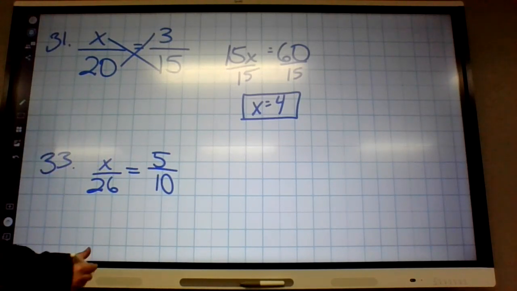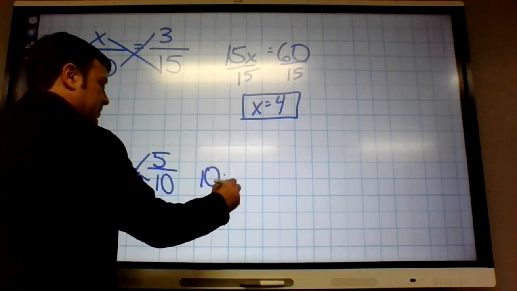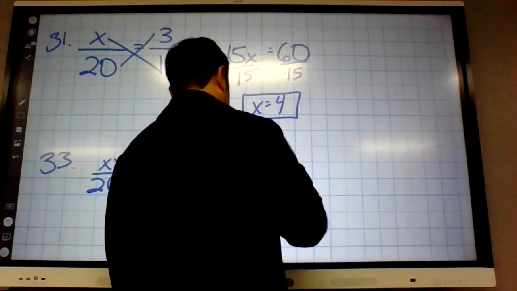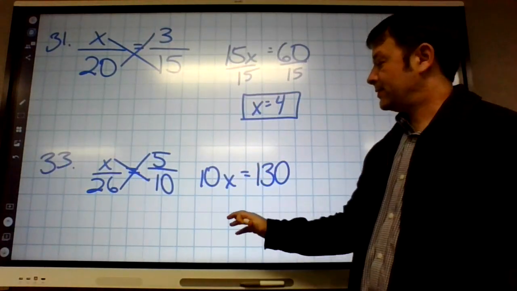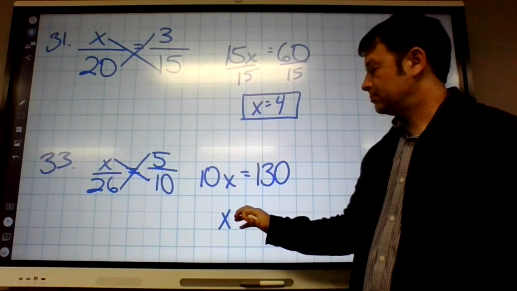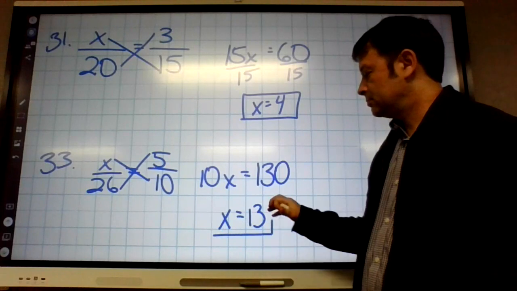All right. And then you cross multiply. 10 times X equals 5 times 26, which is 130. So what would X have to be? 13. I said it first.